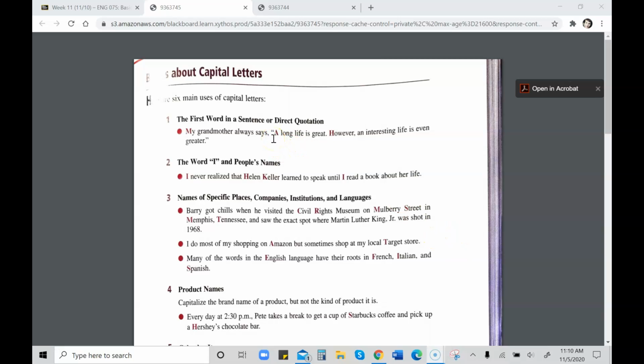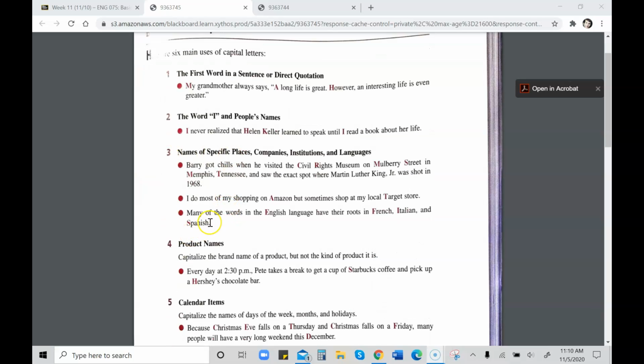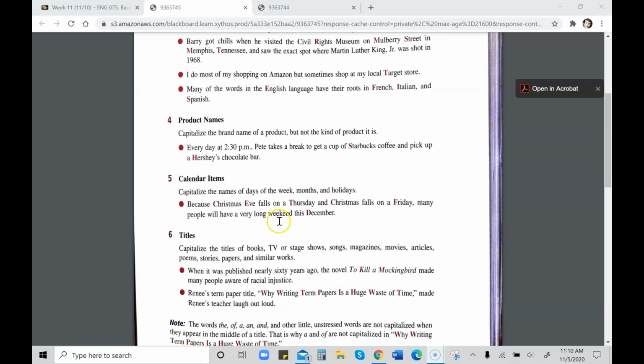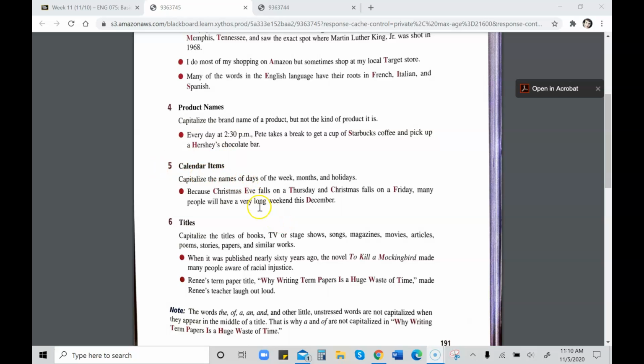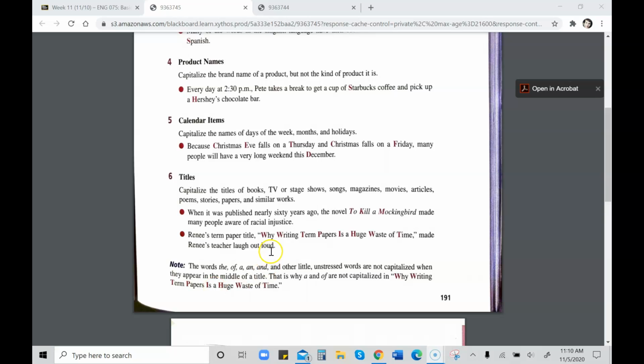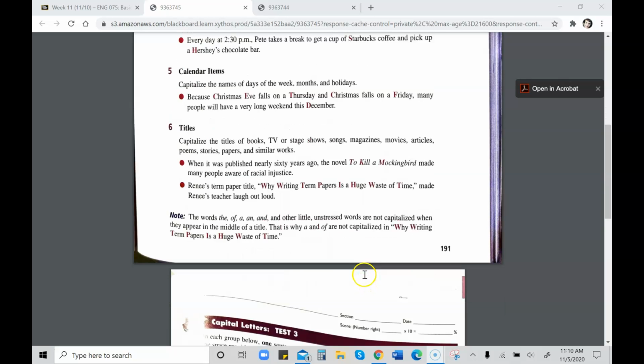So notice that the book focuses on the 6 main uses of capital letters: starts of first words, people's names and the use of I, specific places, companies, institutions. All languages are always capitalized. Product names, calendar items as well, and then also other titles within that. And then note here that any of the small words like the, of, a, and, some of what we call articles or prepositions, the unstressed words, are not going to be capitalized if they appear within the middle of a title. And so you'll see some of those differences there.